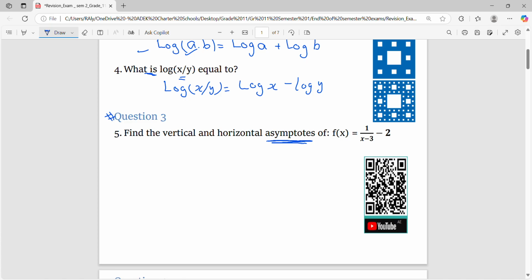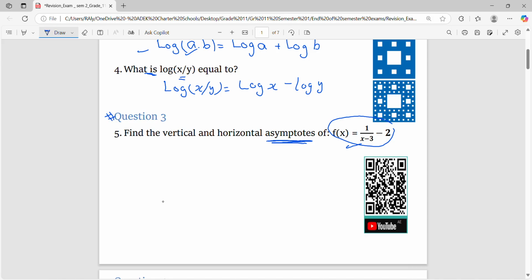What is the meaning of undefined? It means we cannot put this value in x because it will make the function undefined. What is the value of x which makes this function undefined? Go directly to the denominator. Okay, we have vertical and horizontal asymptotes.